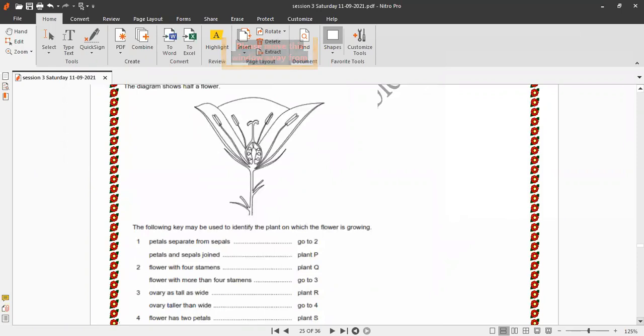Okay. The following key may be used to identify the plant on which the flower is growing. Petals separate from sepals. Go to 2. Flower with 4 stamens.